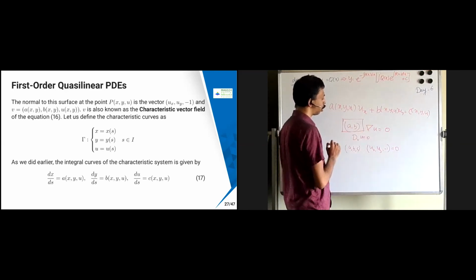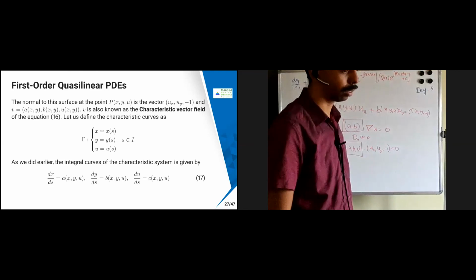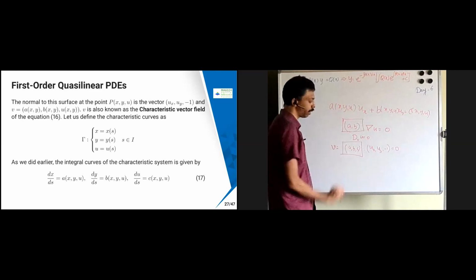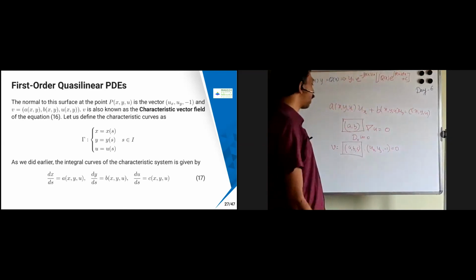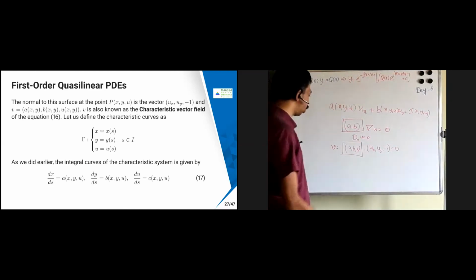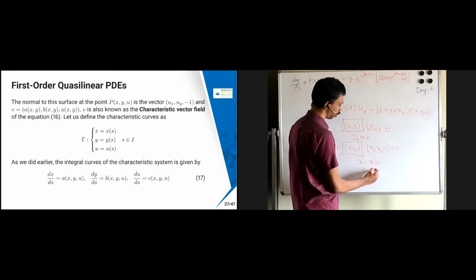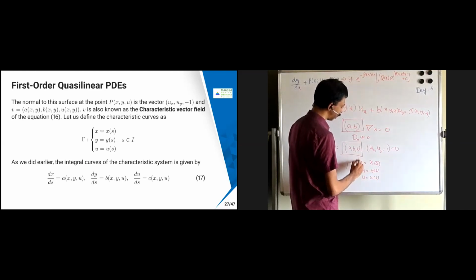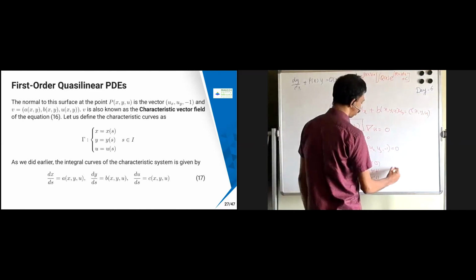In the case of 2D, this is the characteristic direction in the case of a quasi-linear PDE. Or this is called the characteristic vector, v equal to A, B, C. This is called the characteristic vector of equation 16. Now once again we bring in x equal to x of s, y equal to y of s, and u equal to u of s. This is nothing but my characteristic curve, where s is in some interval.